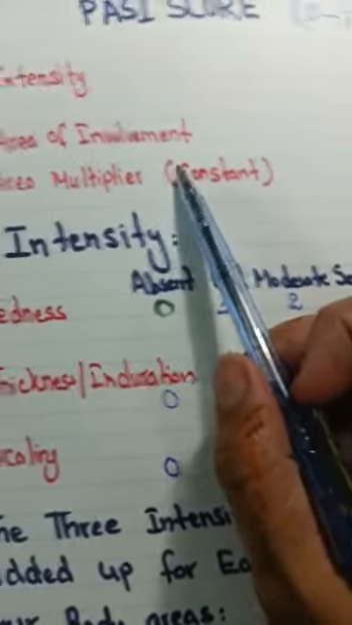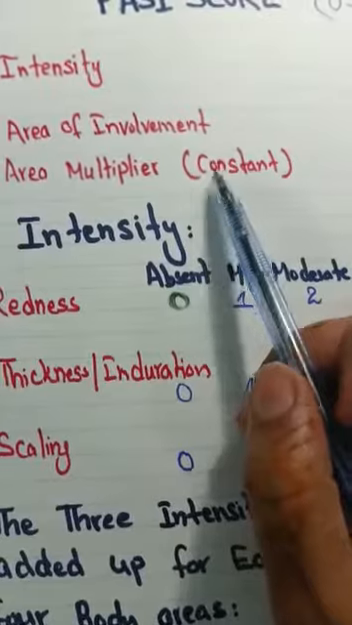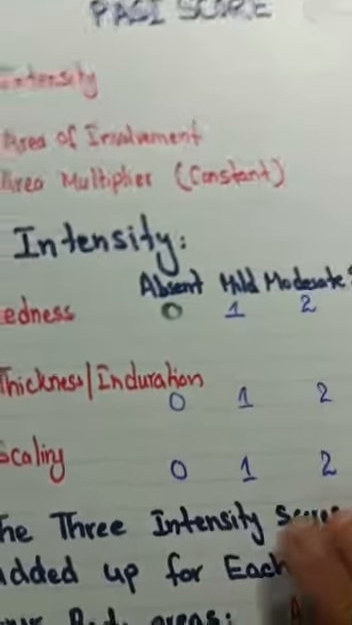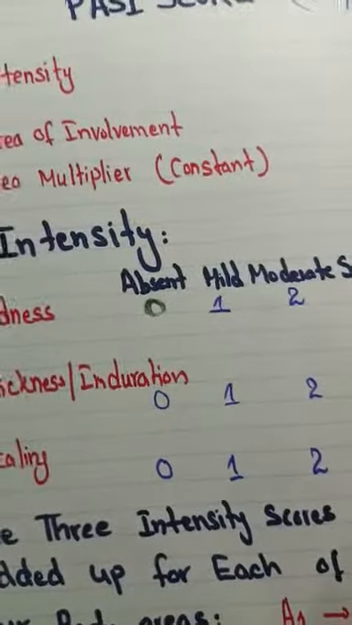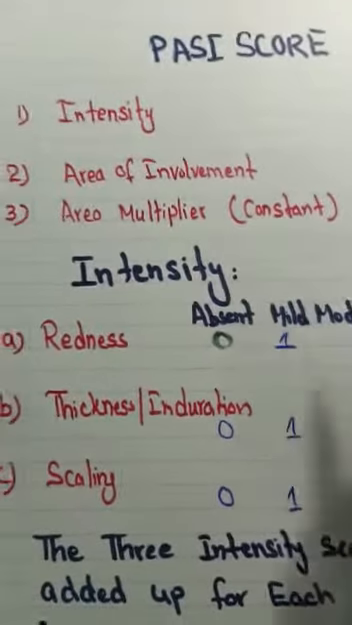Before the introduction, first introduce yourself, explain your task to the patient and obtain the consent. Expose the patient properly and examine the patient and calculate the PASI score. How to calculate the PASI score?